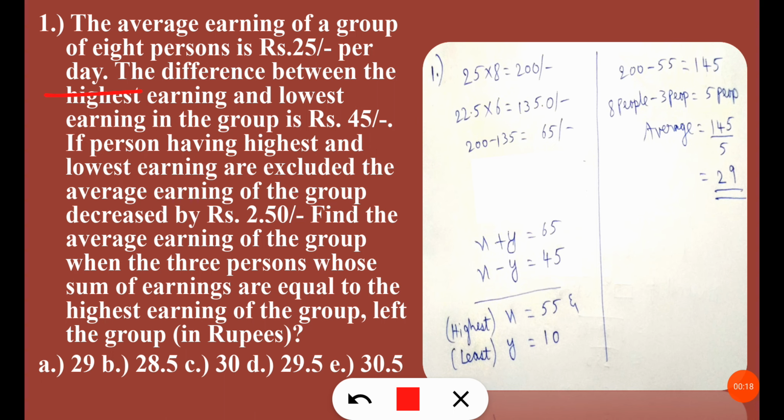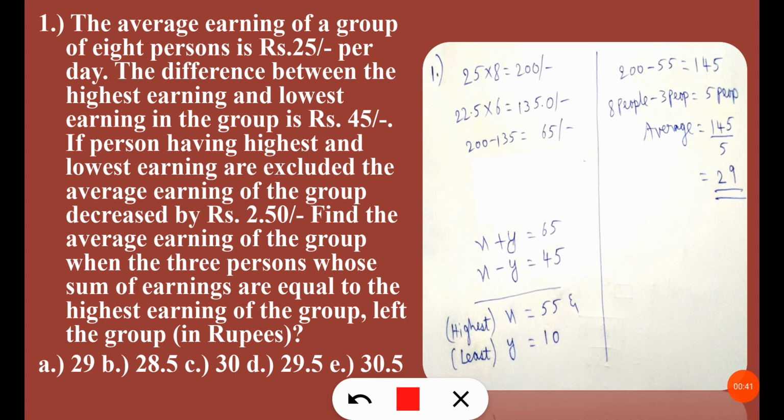day. The difference between the highest earning and lowest earning in the group is 45 rupees. If the persons having the highest and lowest earning are excluded, the average earning of the group decreased by 2 rupees 50 paise. Find the average earning of the group when the 3 persons whose sum of earnings is equal to the highest earning of the group left the group.